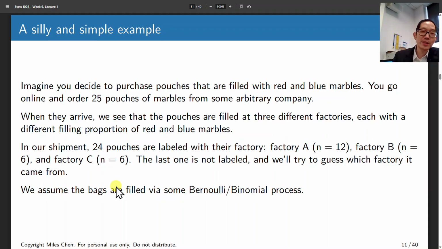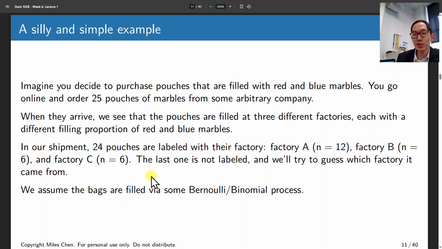So we see that the pouches are filled at 3 different factories, and each of these factories maybe has a different filling proportion of red and blue marbles. In our shipment, we have 24 pouches labeled with their factories. Half of them, 12, came from factory A, and a quarter came from factory B and C each. So 6 came from factory B and 6 came from factory C.